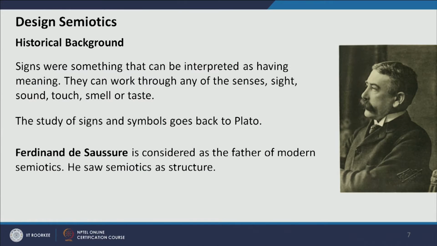So if we go back to the historic backdrop, semiotics started in a very ancient time. We can trace it back to Plato's time, but Ferdinand de Saussure is the father of the modern idea of semiotics, and he developed the concept of semiotics in its contemporary sense.